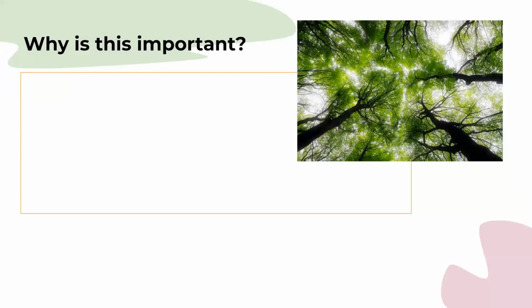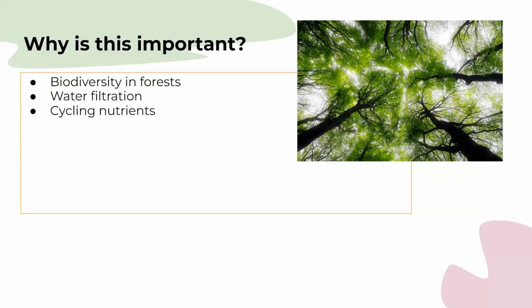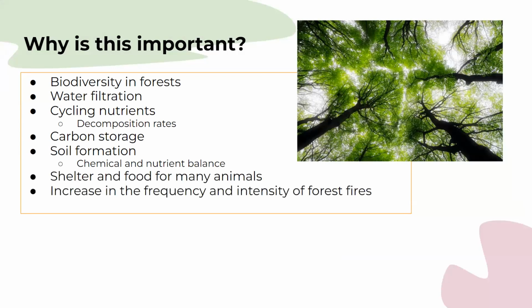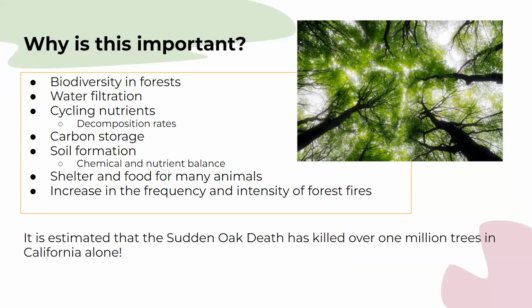So why is all this so important? Well, there's a lot of diversity in forests. We need it to filter water, to cycle nutrients through the forest, and to form soil. When there is chemical and nutrient imbalance, we risk altering decomposition rates of trees. The frequency and intensity of forest fires would be increased as well. Forests are also sources for shelter and food for animals. It is estimated that sudden oak death has killed over 1 million trees in California alone.